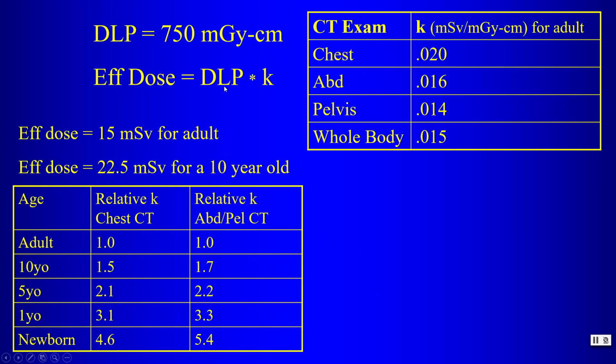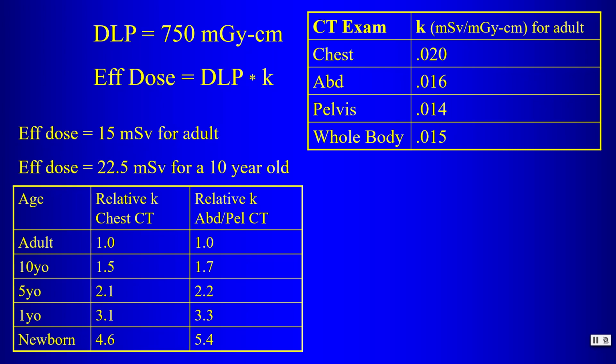As we've said, the effective dose here is the DLP times this K factor, and that K factor can change depending on the anatomy you're scanning. So here I've included K factors for different parts of the anatomy: the chest, the abdomen, the pelvis, and also for the whole body. And it can also change depending on the age of the patient. Children are going to be more radiosensitive than adults, so the relative K factor compared to adults is going to be much higher for chest CT and also for abdomen and pelvis CT.